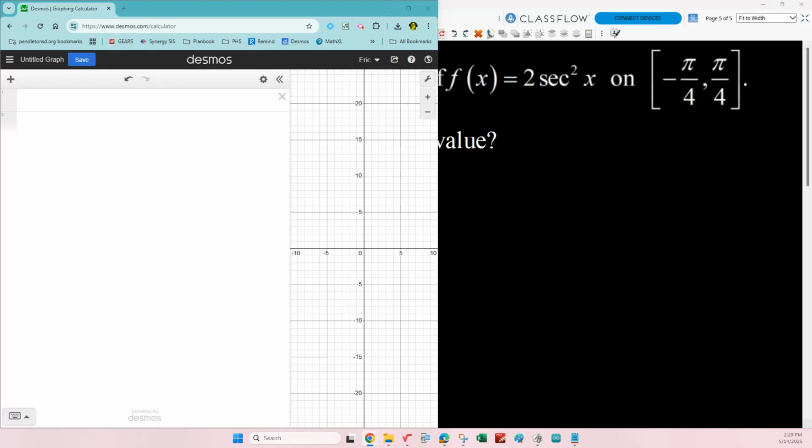So what do we do here? This is so easy. It's just the integral divided by the width of the interval. Okay, you tell me, how do I do the integral in Desmos? See if you remember. INT from negative pi fourths to pi fourths of what? Well, no, of 2 secant squared x, right? Of f of x.